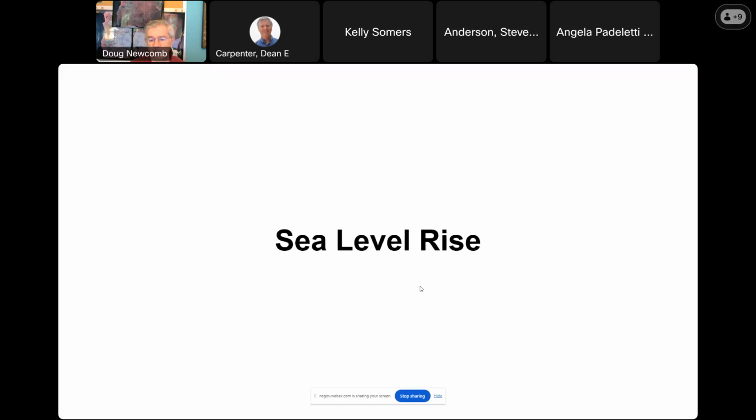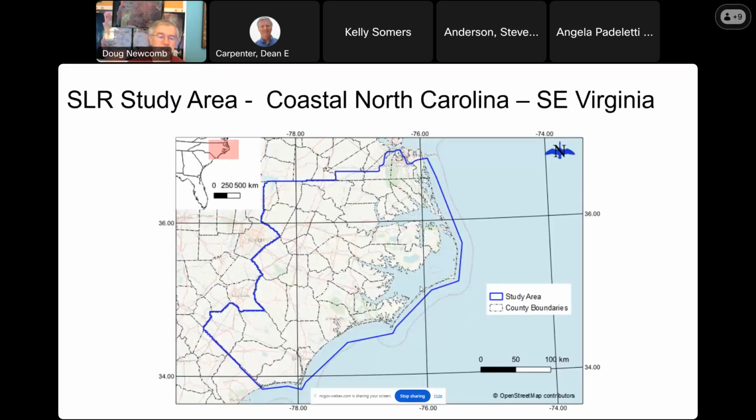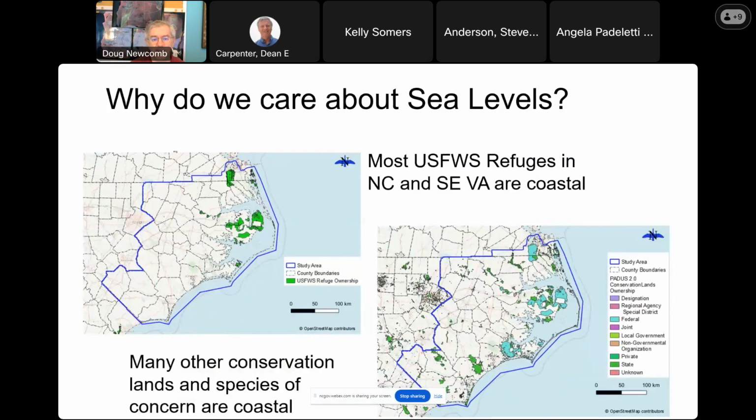So sea level rise. You could also do sea level rise. One of the things I've been looking at is the sea level rise models to see how things would be impacted on the coast of North Carolina, because we've got a bunch of real estate there, wildlife refuges, and a lot of conservation lands and species there.